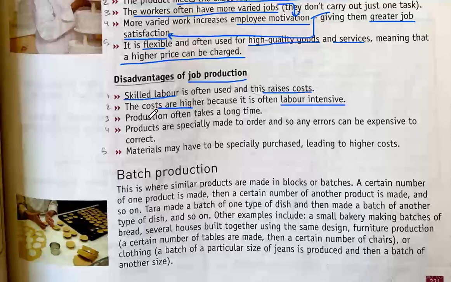And number three, production often takes a long time because I'm working on something with high quality. Definitely, it's going to take a long time. I'm going to take my time because I'm working on details, on customized features. Products are specially made to order, so any errors can be expensive to correct. That's why I take a long time, because I don't want to waste money or time or energy fixing a product that was ordered. Material may have to be specially purchased, leading to higher costs, especially for goods that ask for specific material, or expensive raw materials.